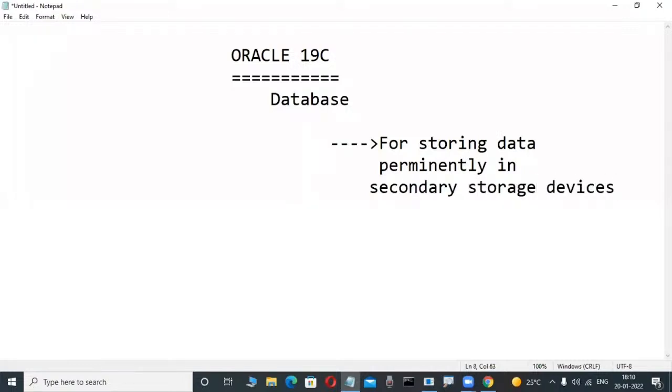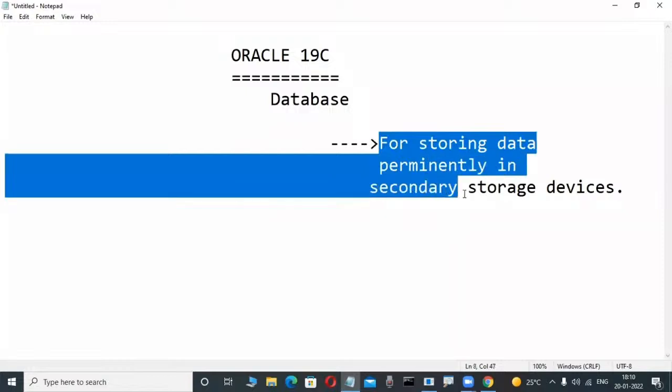Permanent. Suppose today we are storing data, after 5 years, 10 years, 20 years, 100 years, your data is still available. You are using it. That's why Oracle is a product from Oracle Corporation, some version number is there. This is a database product, one of the popular databases. But what is the purpose of that? For storing data permanently in secondary storage devices.